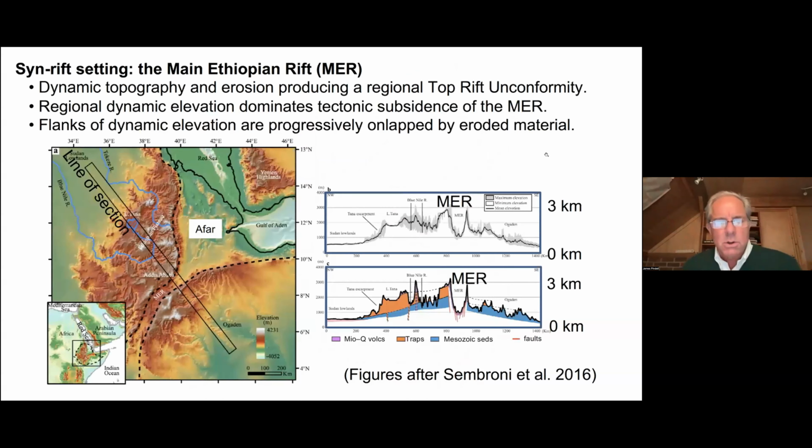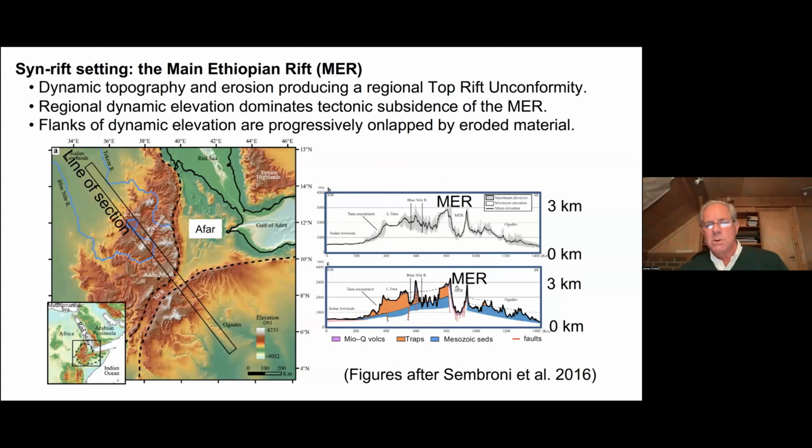Okay, now let's go to an onshore section. Here we have a beautiful map of an area of dynamic topography and erosion, producing a regional top rift unconformity across this area of Ethiopia. There's also a regional dynamic elevation. This regional dynamic elevation dominates the tectonic substance of the main Ethiopian rift. And you can see the well-developed rift right in through here, and in cross-section, you can see it here. So here we see the dynamic elevation is dominating the local syn-rift tectonic elevations.